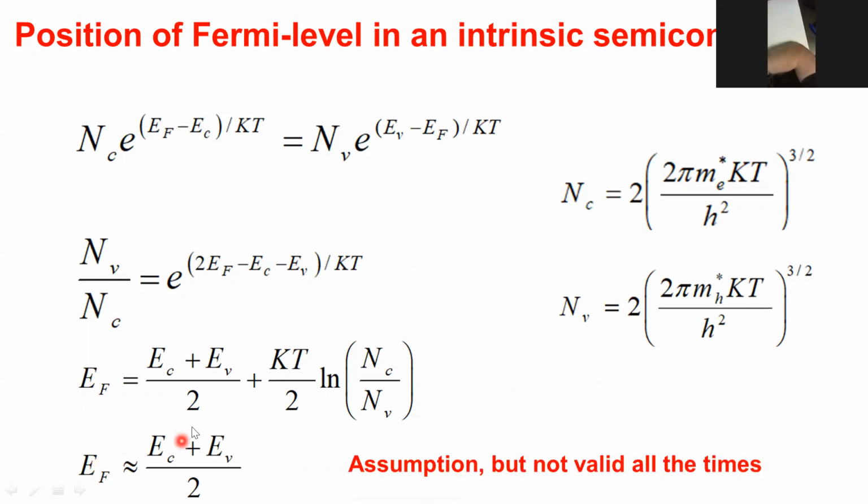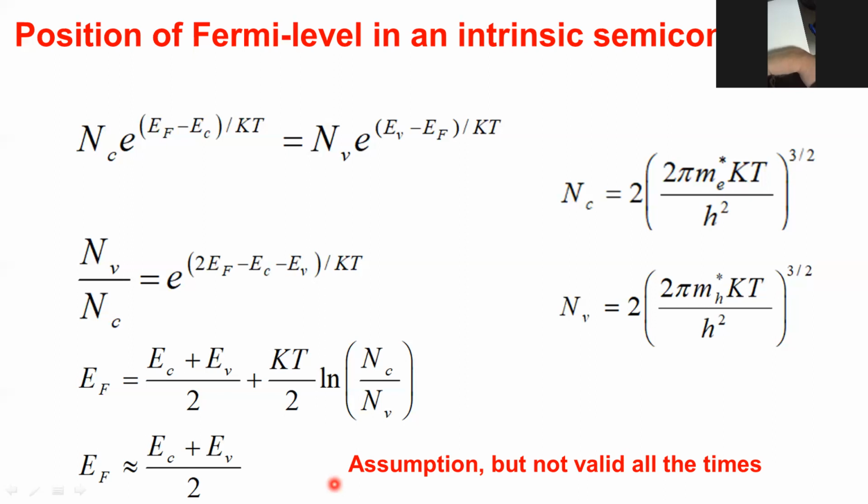Again, this is an approximation. This is an assumption that is not valid all the time. You can ask me when this assumption may not be valid. I will tell you exactly: see the temperature. The temperature is a key parameter in this equation because NC and NV are temperature dependent functions. So very logically, this term is strongly dependent on temperature. Accordingly, changing the temperature may lead to this assumption not working all the time.